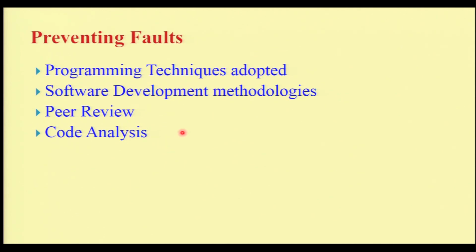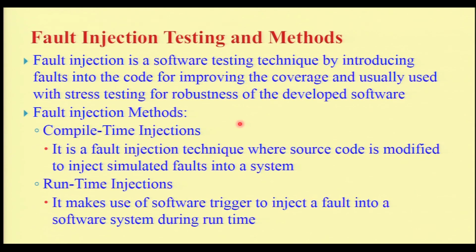Now let us see how to prevent those faults. Adopting the correct programming techniques and adopting the exact software development methodologies and peer reviews and code analysis. Now, if a fault has occurred, let us now see how to inject the fault: fault injection testing and the methods that are available or used in fault injection testing.